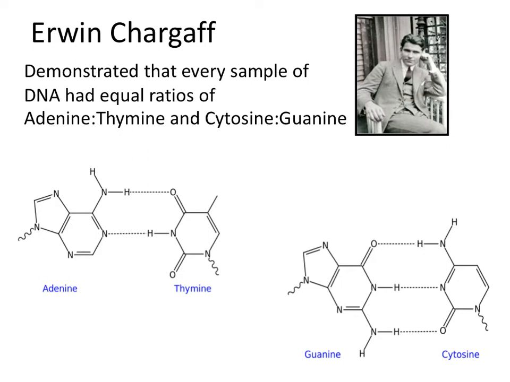So Chargaff is the one who discovered that there are equal ratios of adenine and thymine and cytosine and guanine in DNA, which now we know that's because adenine pairs with thymine, like chemically they fit together, and guanine pairs with cytosine.